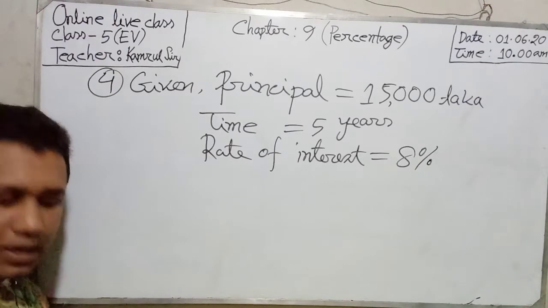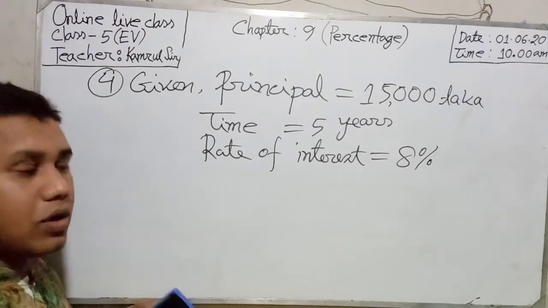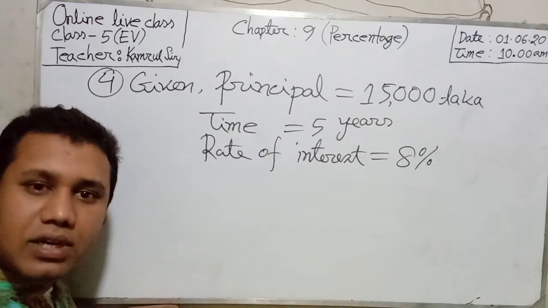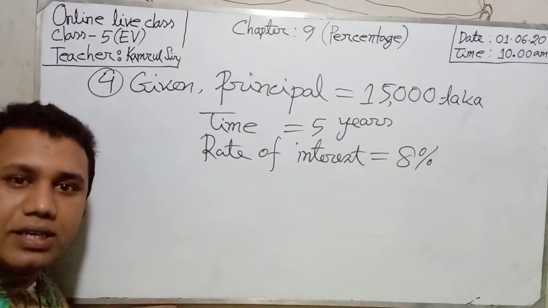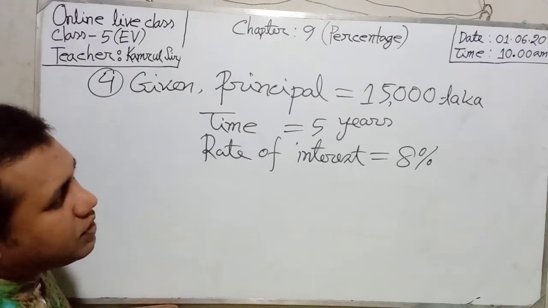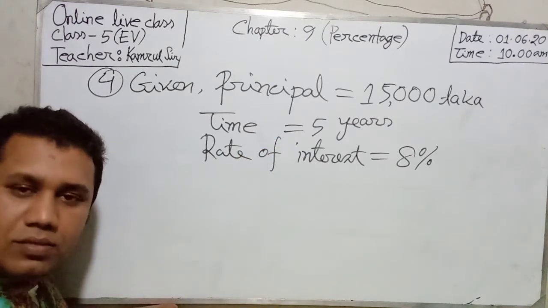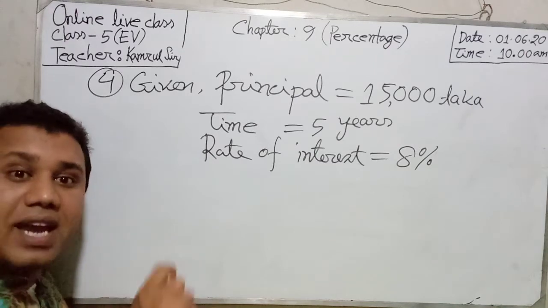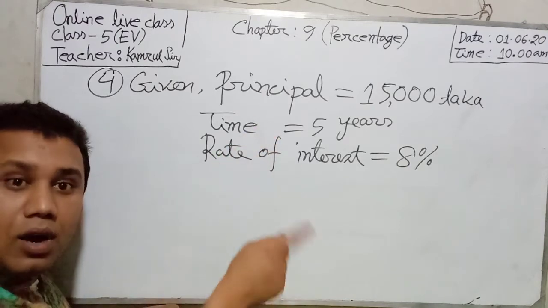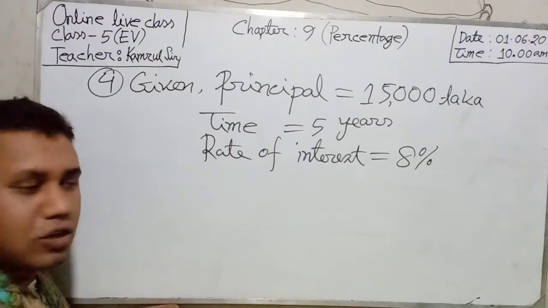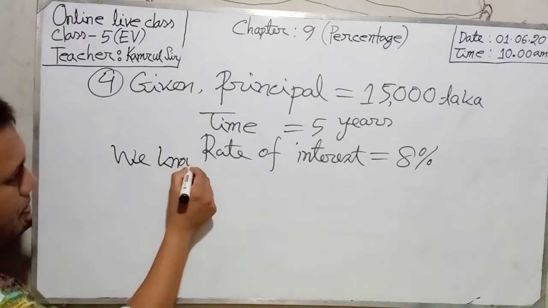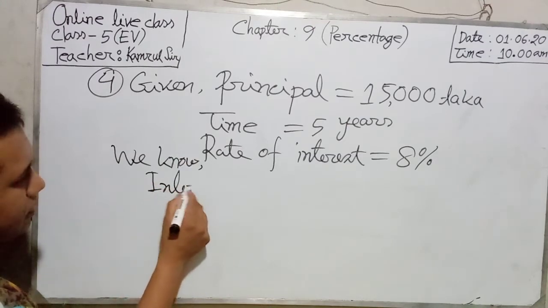Now the question: how much money should he pay back after 5 years? Look, 15,000 taka is the borrowed money. Suppose you borrowed 15,000 taka from a bank. Now after 5 years, if you go to this bank and give 15,000 taka, yes, you have to give some extra money. This extra money is interest. So you have to give 15,000 taka and also some interest. Clear? So at first we have to find the interest. And we know, what is the formula of interest?